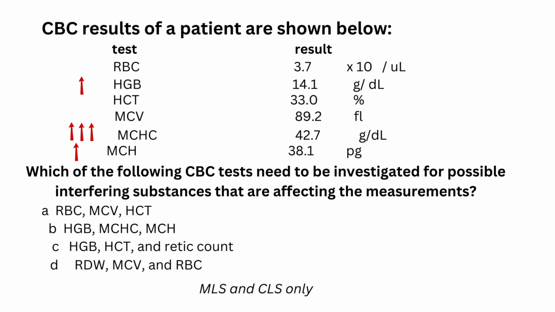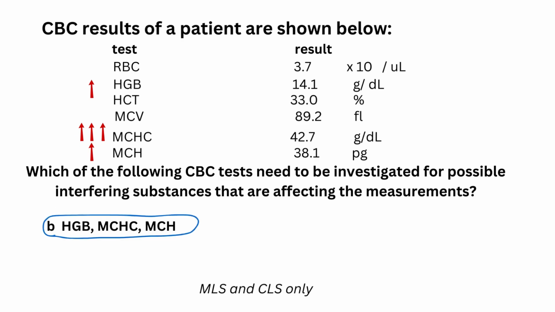We note the hemoglobin, MCH, and especially the MCHC are markedly elevated. Lipemic specimens are high in chylomicrons, which are rich in triglycerides. Icteric specimens are high in bilirubin. Both may affect hemoglobin measurements with interference in the colorimetric analysis of hemoglobin using the cyanmethemoglobin methodology.